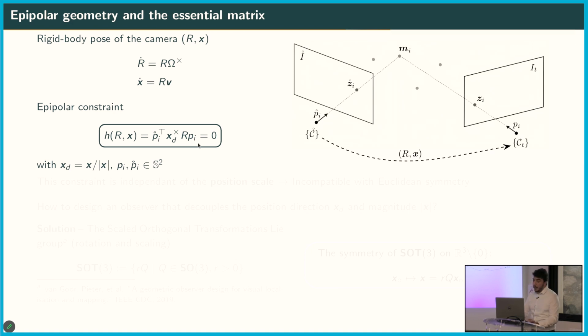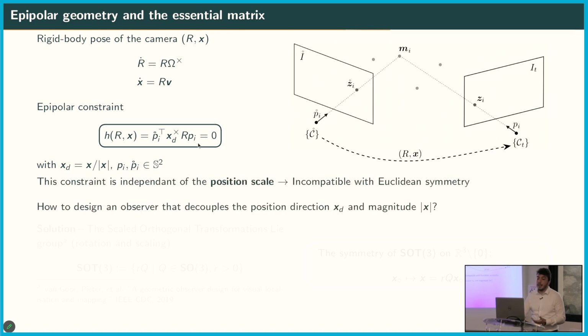The problem with this constraint is that it's independent of the scale. Because it's independent of position scale, it's not really compatible with Euclidean symmetry, where we have the rigid transformation with an orientation and complete position component. So how can we design an observer that decouples the position component into a magnitude and the direction, so that the direction part would only be included in the epipolar constraint?